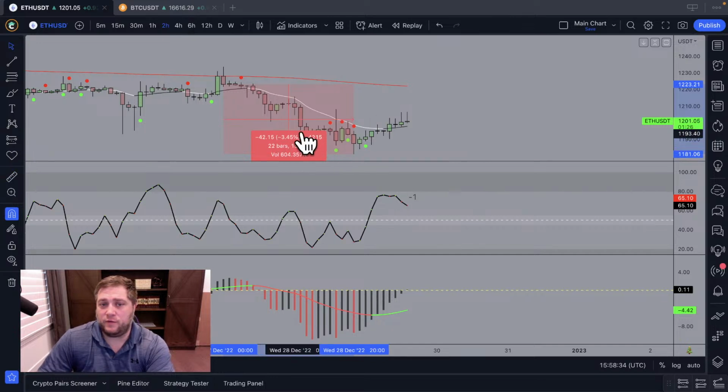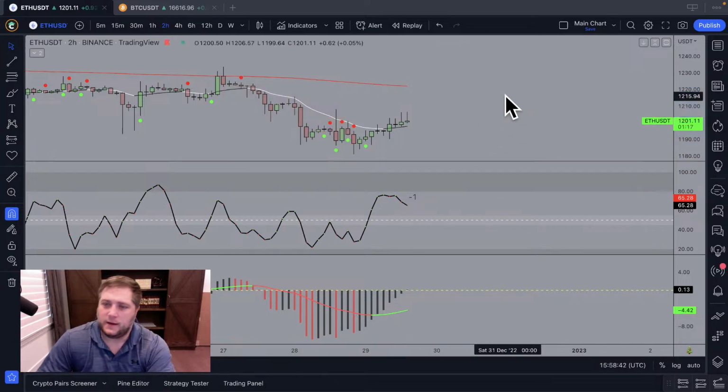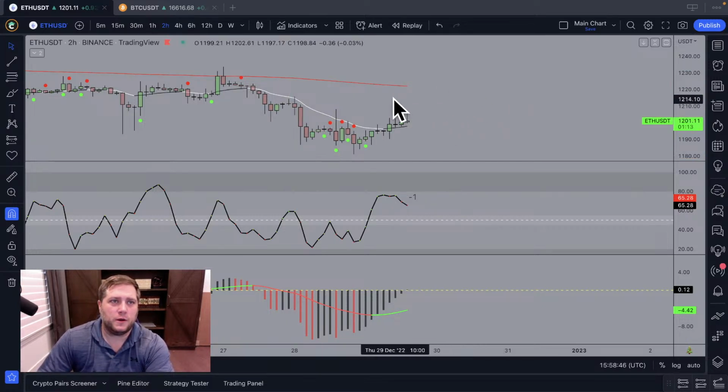Max was at 34. You get to 20, 30, 40%. There's no reason to not take a little bit off and let a little bit ride. And there's another tricks that we teach you in our Discord.